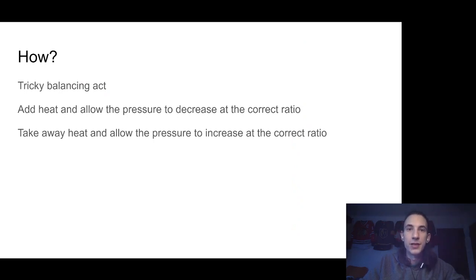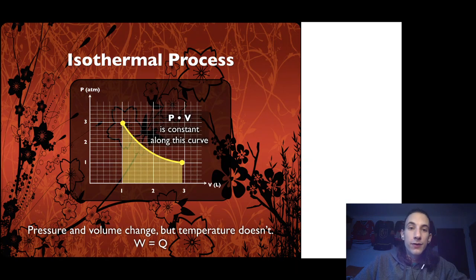That's a tricky balancing act. We have to figure out, okay, if we want no change in internal energy, and our work is done by the gas on the environment, so we have this negative work being done on the gas, then we have to add heat to compensate for that loss of energy via work. Or if we do work on our system, we have to take away heat to compensate for that gain. So if we look at this isothermal process, this W has to equal Q, and then we have this nice inverse graph for the line of this process.